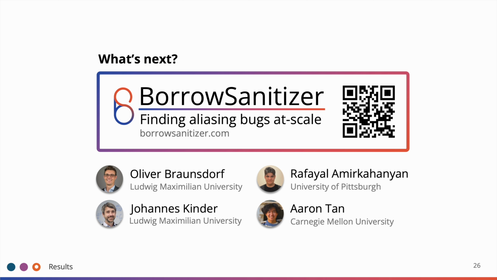We've had several collaborators join us for this project too. Oliver and Johannes have joined from Ludwig Maximilian University. Aaron was here this past semester helping us, and then Raphael joined us this summer. Borrow Sanitizer isn't functional yet, but we aim for this to be a production-ready solution integrated with the upstream Rust toolchain. You can follow our development updates at borrowsanitizer.com, where you'll also find links to our GitHub organization and our Zulip channel.